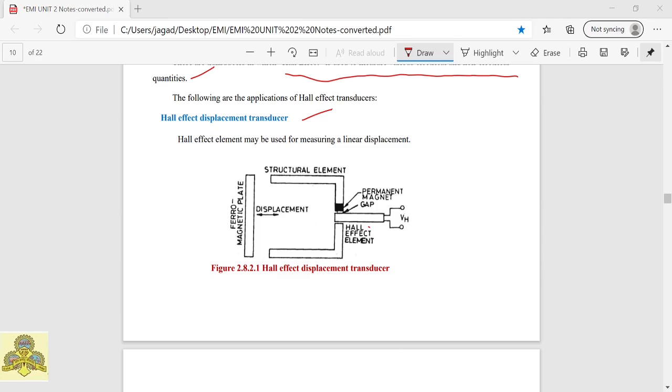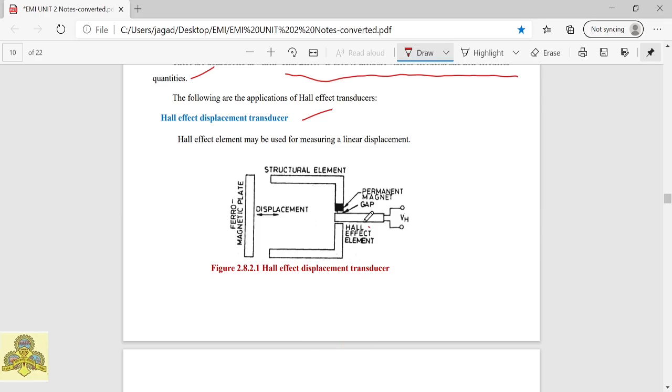So what happens here? The Hall effect element is located in the gap adjacent to the permanent magnet, and the field strength produced in the gap due to the permanent magnet is changed by changing the position of the ferromagnetic plate. The voltage output of the Hall effect element is proportional to the field strength of the gap, which is a function of the position of the ferromagnetic plate with respect to the structure. Thus, displacement can be measured by the Hall effect transducer. Very small displacement, up to around 0.025 mm, can be measured by this method.